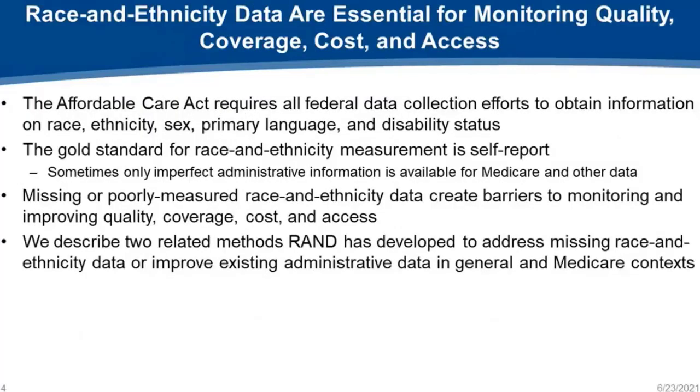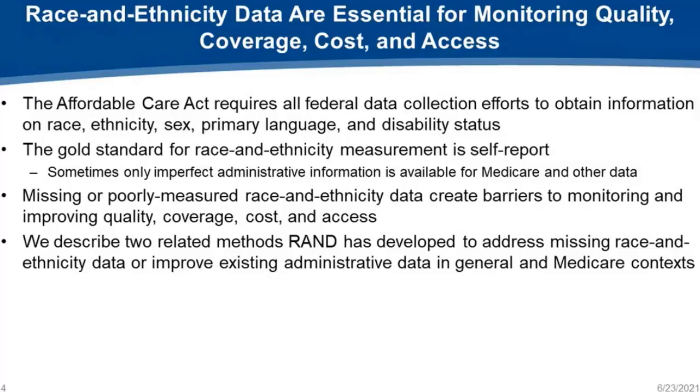So a little bit about the motivation for this work. Race and ethnicity data, as is widely recognized, are essential to make sure that quality, coverage, cost, and access proceed equitably. A lot of the first mandates to collect this information federally came from the Affordable Care Act. In everything that we do, we view the gold standard as being what somebody reports about their own race and ethnicity. And whenever that's available, we always prefer that.